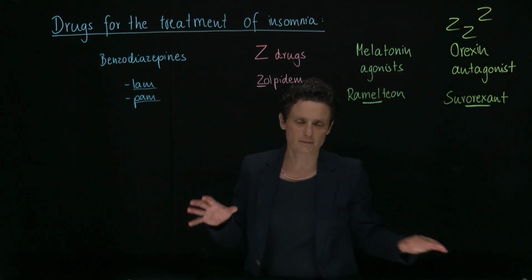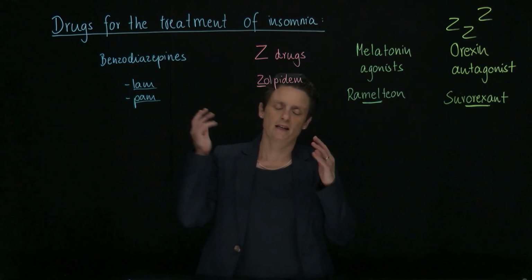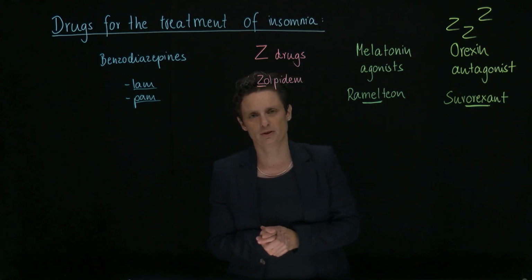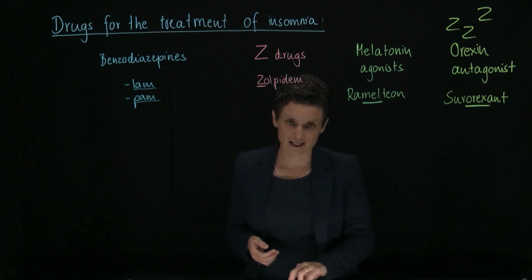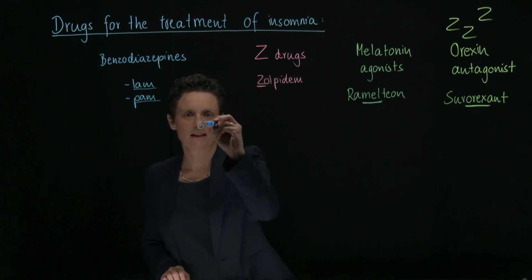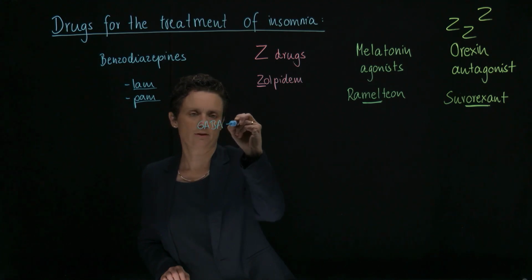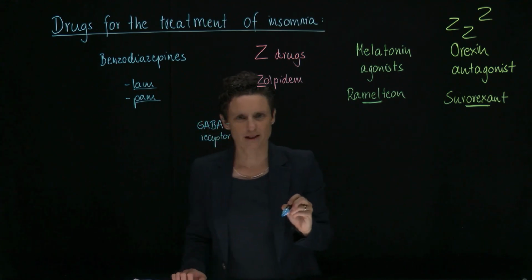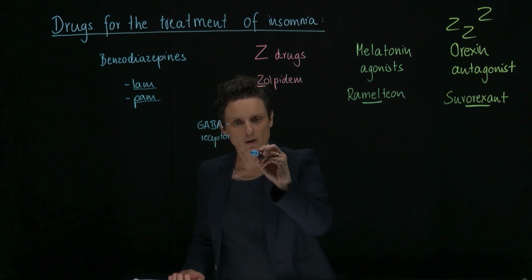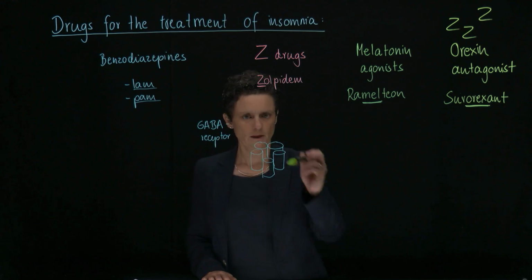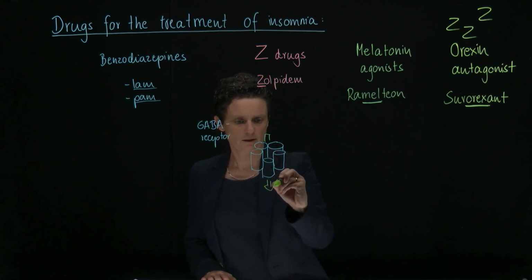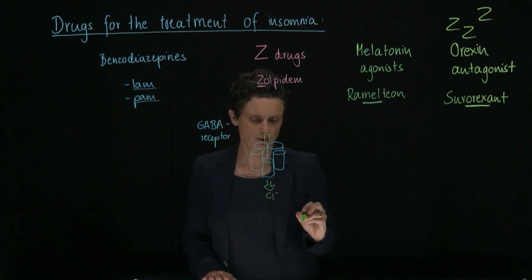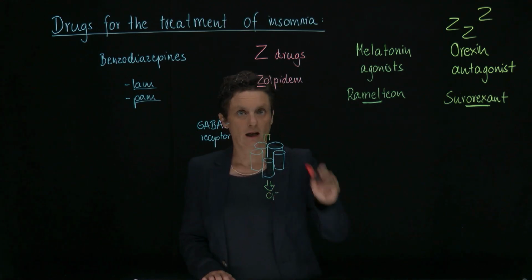Now I just want to finish up this overview by saying that the benzos and the Z drugs, which you're going to see most around, all have one common target, and this target is the GABA receptor. So that's what they target, the GABA receptor. And this GABA receptor is a chloride channel. So it lets chloride through. It has these 5 subunits, and GABA binds to it.